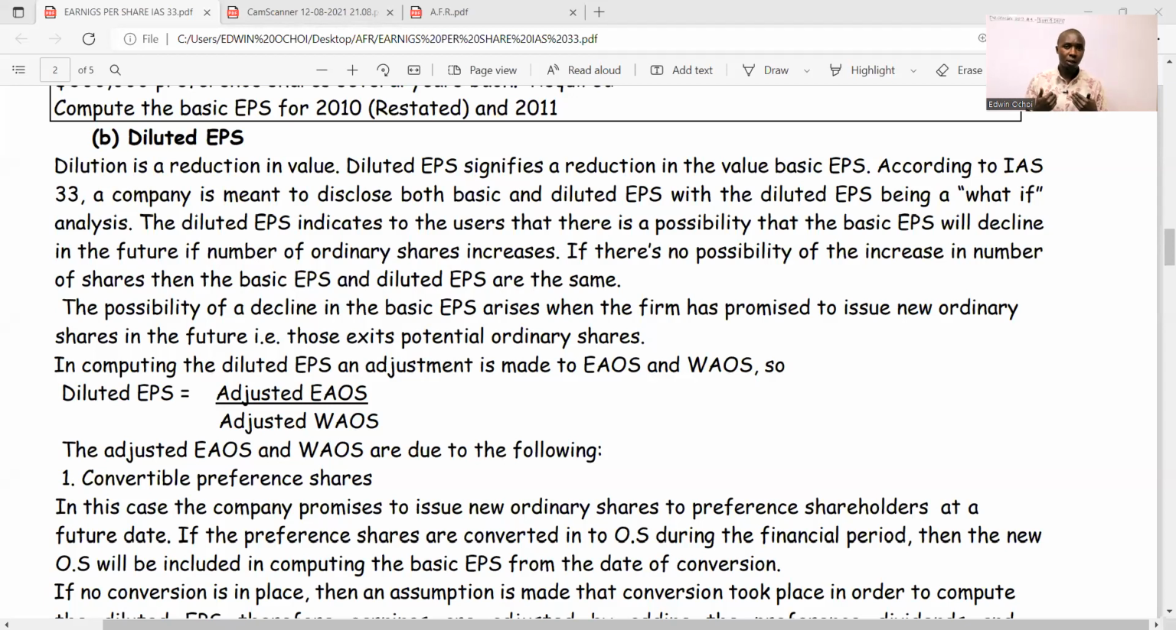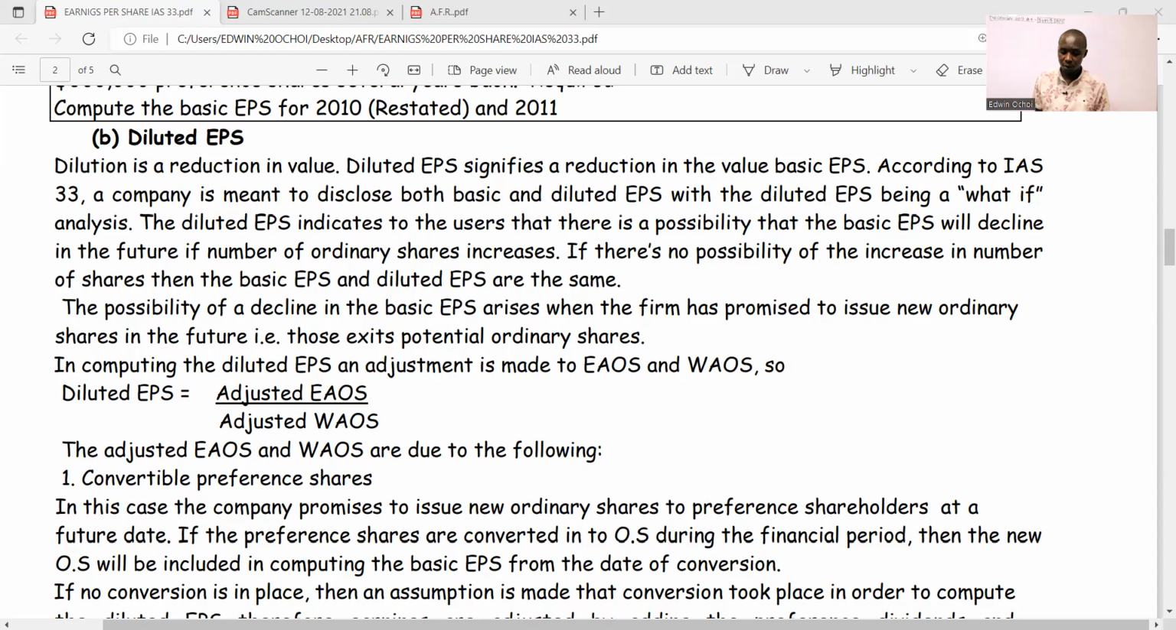Once they bear the word convertible, even if they do not specify that the securities have been converted to ordinary shares, we know that these are potential securities. So they are likely to be converted to ordinary shares. We do assume that they will be converted, and due to this conversion of the convertible securities, there will be an increase in the number of ordinary shares.